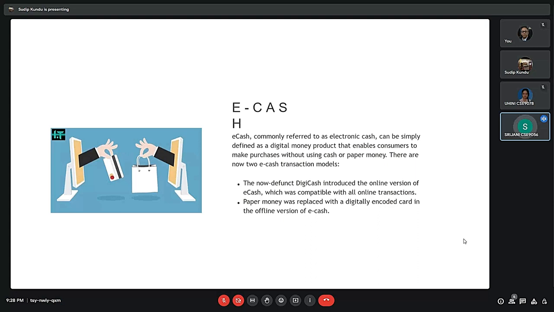As we know, the founder of eCash was Dr. David Chaum under his company DigiCash. DigiCash later went bankrupt, and the patents reserved with eCash were later sold off. But it was a revolutionary invention because it was the first online version of eCash, which was compatible with all online transactions. Not only that, it replaced paper money with a digitally encoded card in the offline version of eCash.